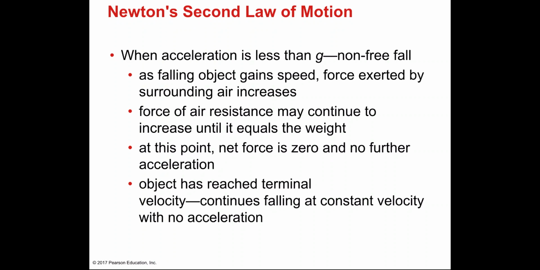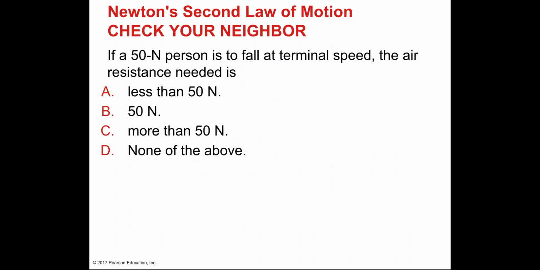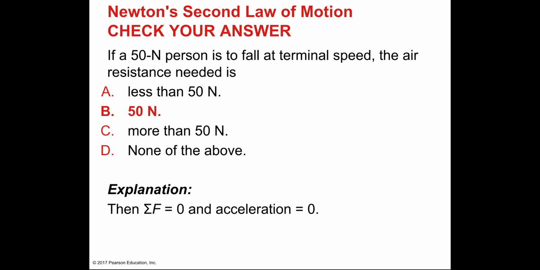So terminal velocity is a point where the velocity becomes constant, no acceleration, because the weight is now balanced by the air resistance. So if you have a 50 Newton person falling at terminal speed, what does terminal speed mean? It simply means that air resistance balances the weight, right? So if it is at terminal speed and the weight of the person is 50 Newton, then the air resistance will be 50 Newton. At terminal speed, that object is in a state of equilibrium, no acceleration.